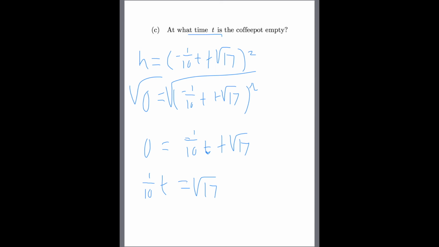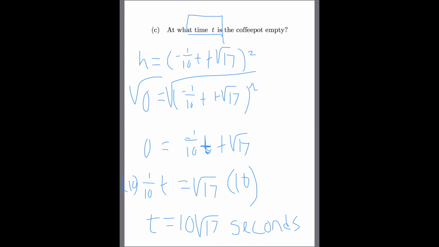Make sure to try to differentiate between your t's and your pluses. It's easy to do on paper, but that's an important thing. And then lastly, all I would do is move the 10 over. So at time t, it is equal to 10 times radical 17 seconds. Do not forget to write the unit because it's asking for a specific time. The coffee pot will be empty then. And that's the answer.